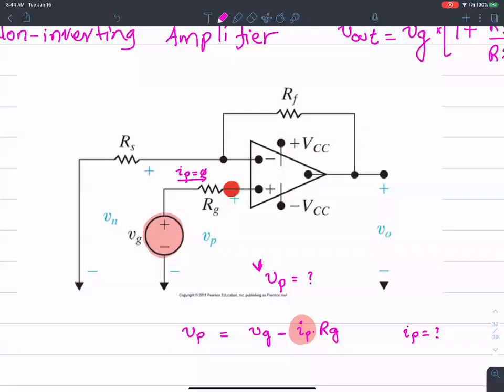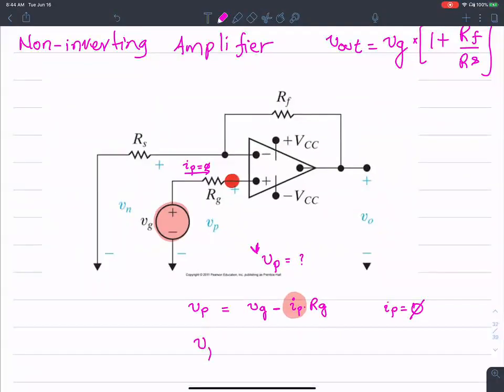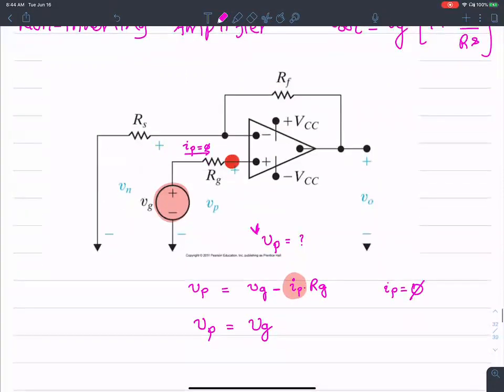Everybody with me so far? Okay, so I know for a fact that VP is going to be the VG, that's the supplied voltage, that's the voltage that we are applying. Now I can go ahead, and this is owing to the fact that I know Rn is infinity. Okay, that's the principle that I'm applying here. The input resistance is infinity, meaning that the input current of an op-amp is 0.